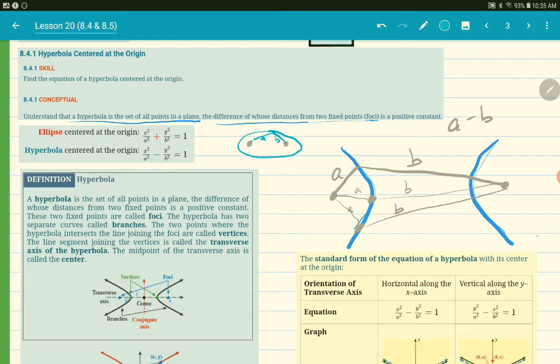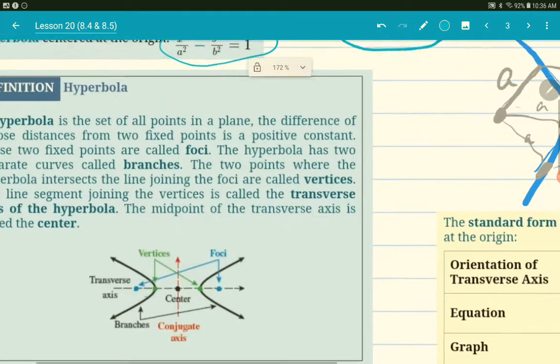We have similar parts. We have the foci, we have the vertices. The transverse axis, which goes through the foci and the vertices, is analogous to the major axis of the ellipse. So a lot of similar algebra. The main difference is that we're looking at the difference in those string segments instead of the sum. So let's look at the official definition here.